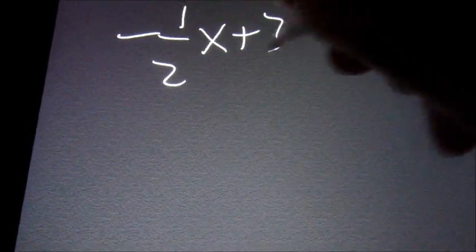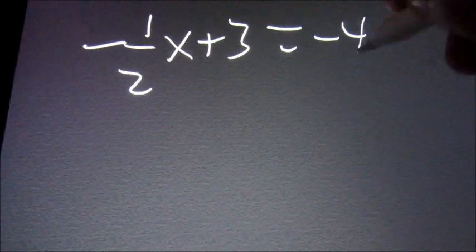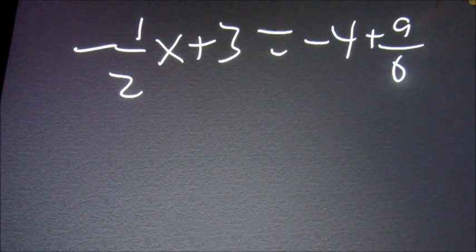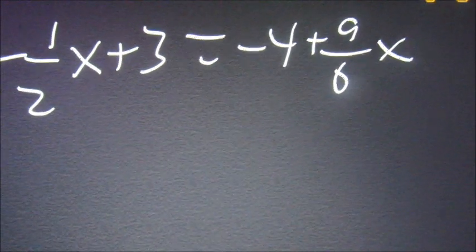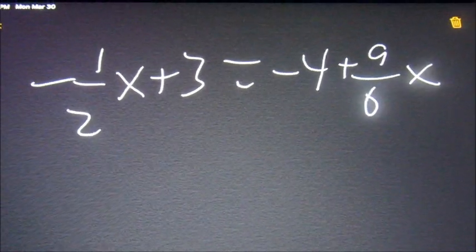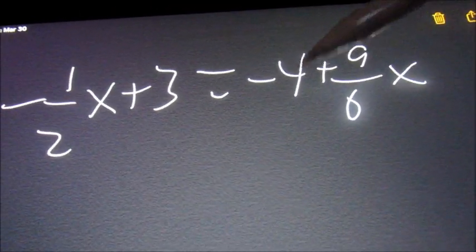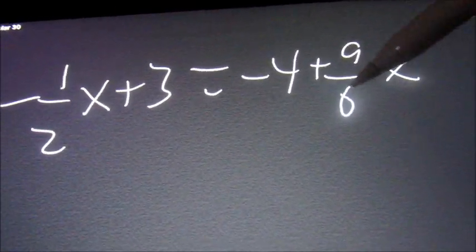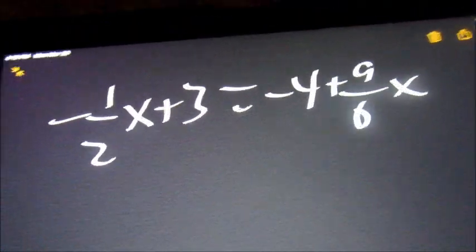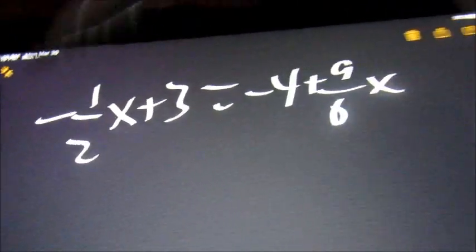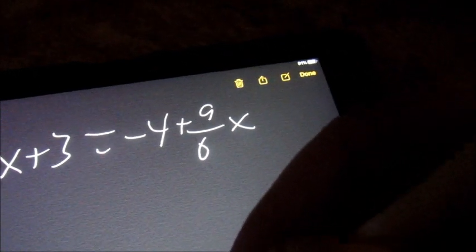And one that has quite a bit more to it. Negative 1 over 2 x plus 3 equals negative 4 plus 9 over 6 x. So here we need to find the common denominator so that we can get rid of all of our fractions to begin with. We see that we have a 2, a 1, a 1, and a 6. 6 will go into 6, and so will the 2. So we're going to multiply every single term by the 6.